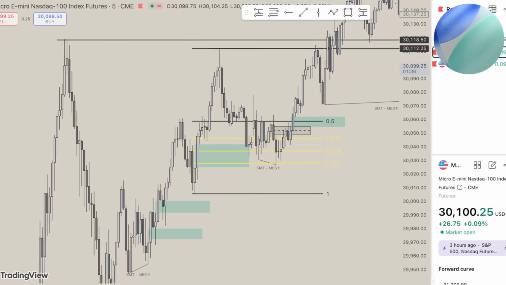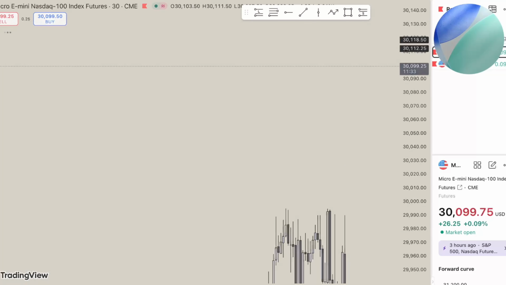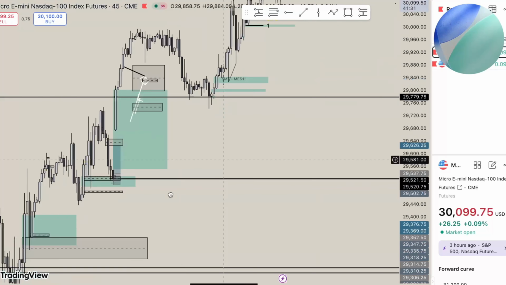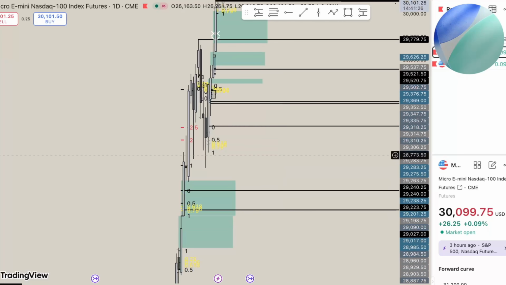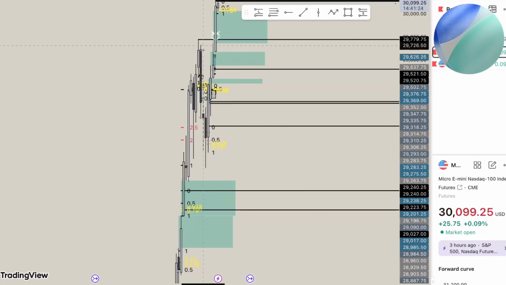I actually called this whole move right here last time. It was actually pretty crazy. I called this whole move. I think I called it right here that we're going to go bearish. We dropped a whole lot. That's pretty crazy. I called that whole move.